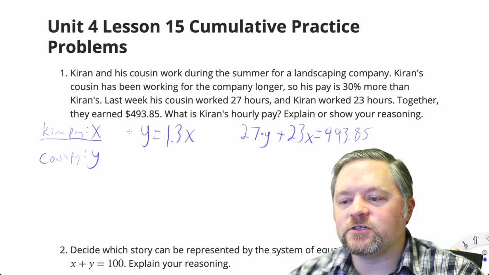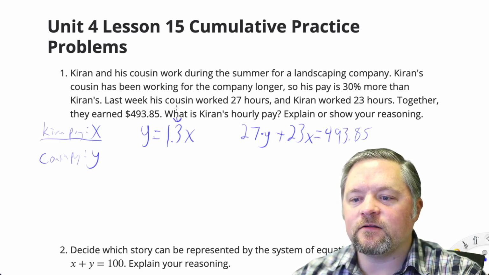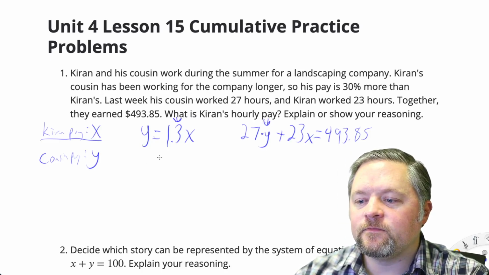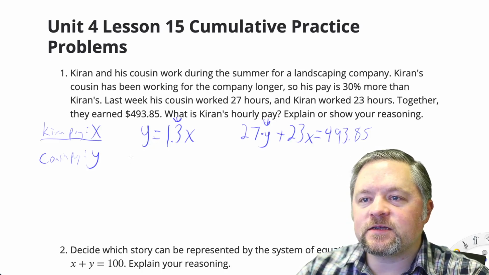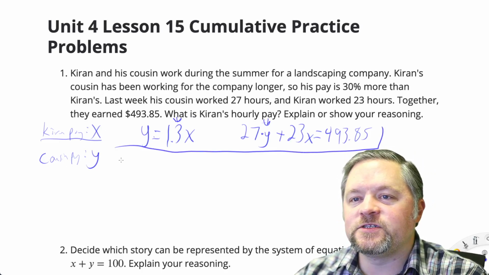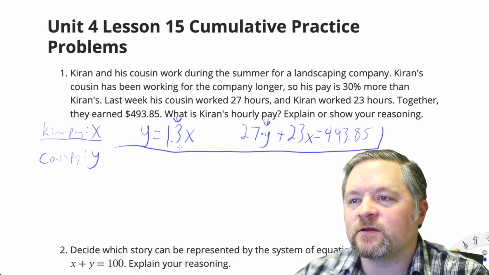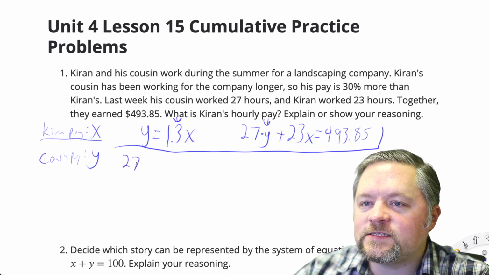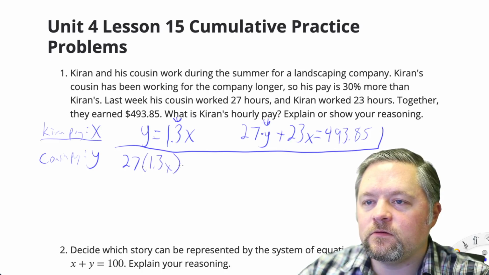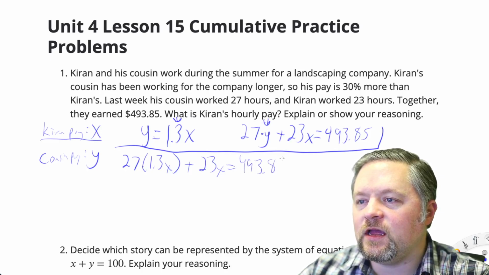Okay, so we've got two equations now. What do we want to do? Well, I know that Y equals 1.3x, so I'm going to put that in for the Y of the other equation. These systems of equations problems wind up with lots of work scattered around, kind of hard to follow, so let's make it clear what we're doing. 27y, but y is 1.3x, plus 23x equals 493.85.